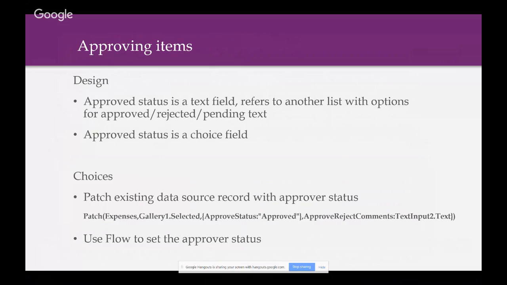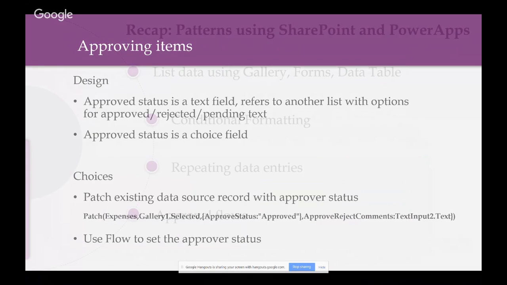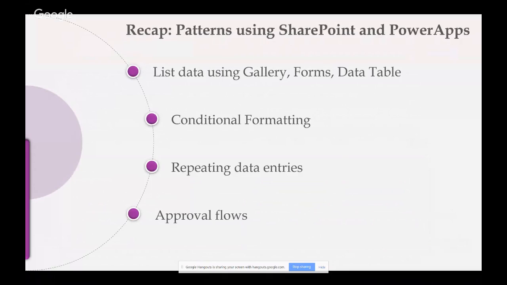So maybe we'll write that up and maybe have this example available to end users. So that brings us to the end, and here's a recap of all the patterns we looked at: listing of data, adding new data, conditional formatting, repeating data entries, and approval.